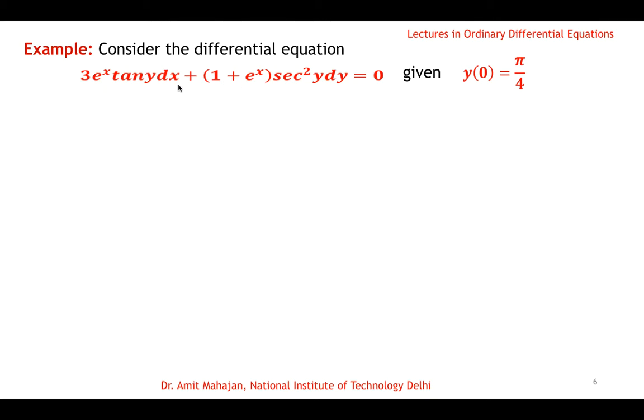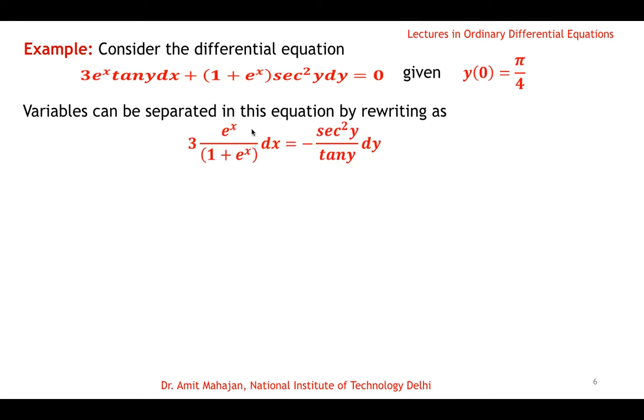So to solve this, again you can see that we can easily take y on one side of the equation and x on the other side. So 3 e power x divided by 1 plus e power x dx, take this to the other side, secant square y dy divided by 10y. Okay, so the variables are separated, so you simply integrate on both sides and add a constant of integration.